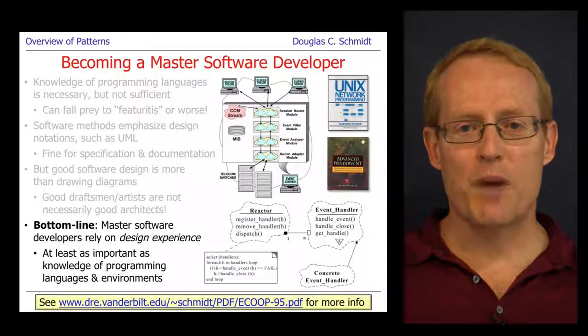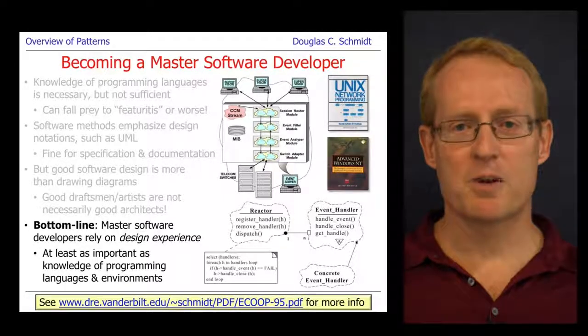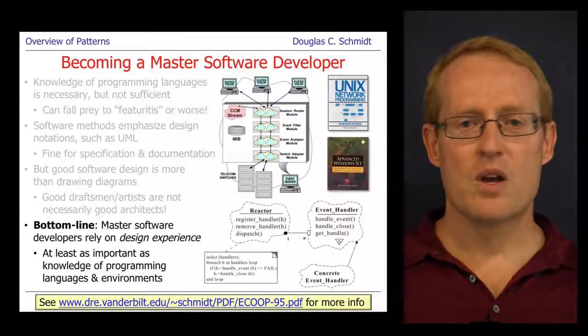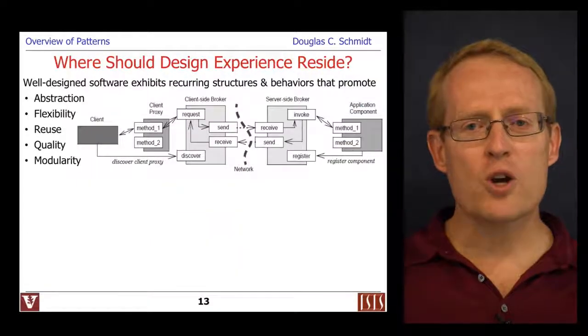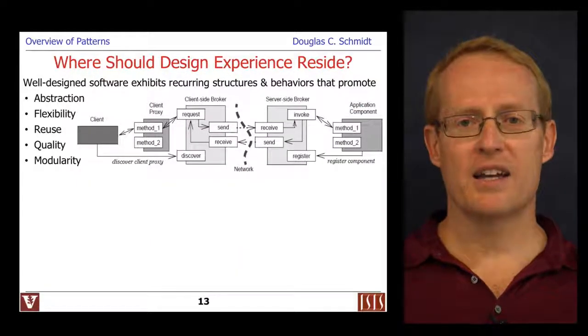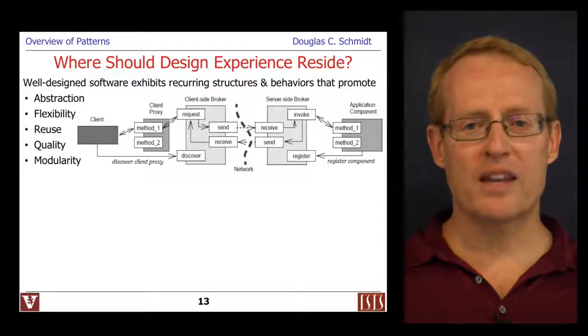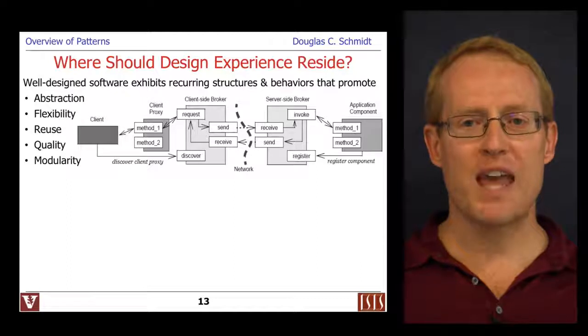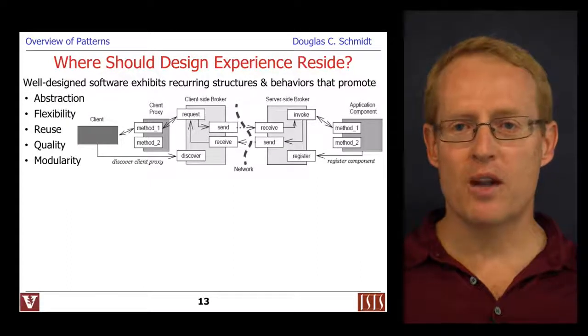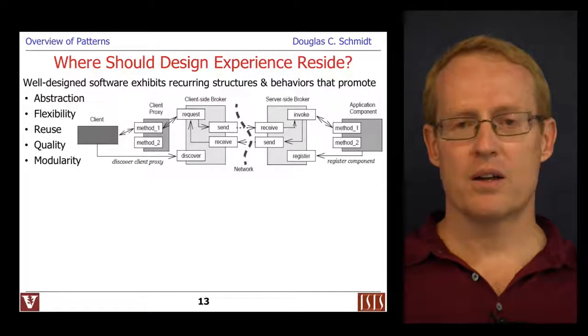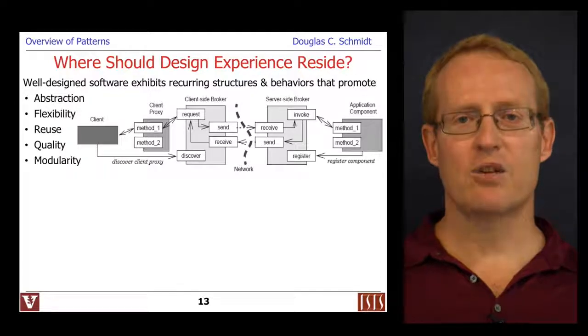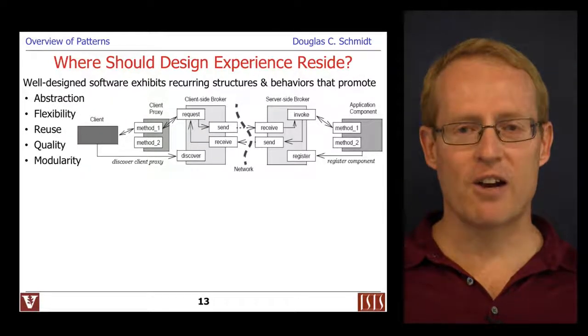If you take a look, there's a number of papers at my website that talk more about some of the experiences with these projects. So that begs the question, where should design experience reside? If you take a look at well-structured software, you'll discover very quickly that it exhibits recurring structure and behaviors. And these behaviors promote good properties of software: abstraction, flexibility, reuse, quality, modularity.